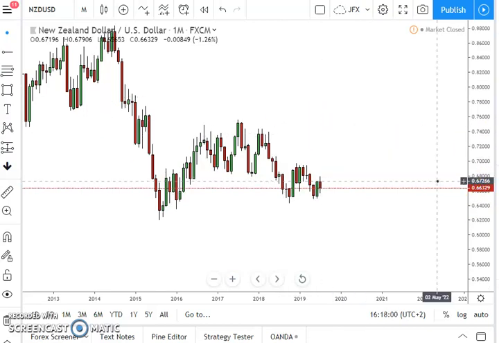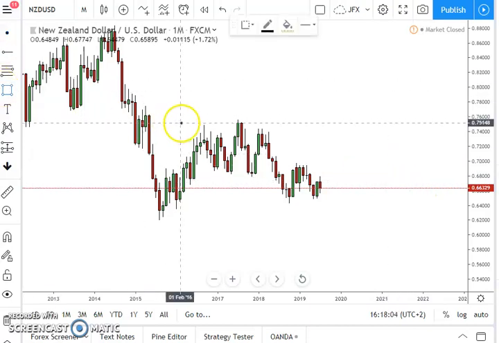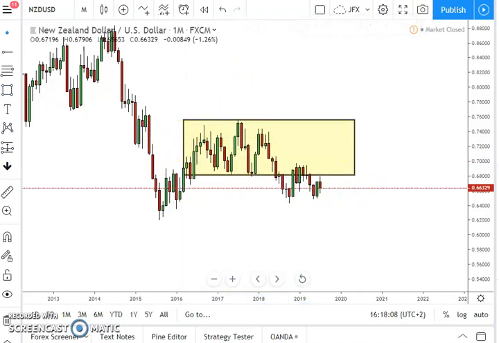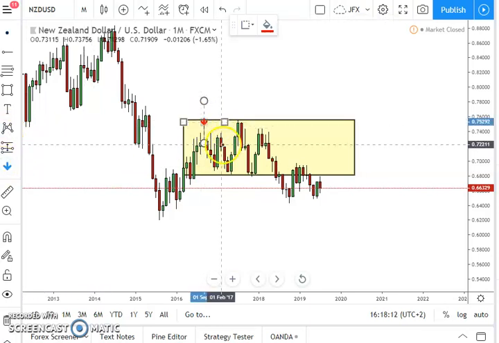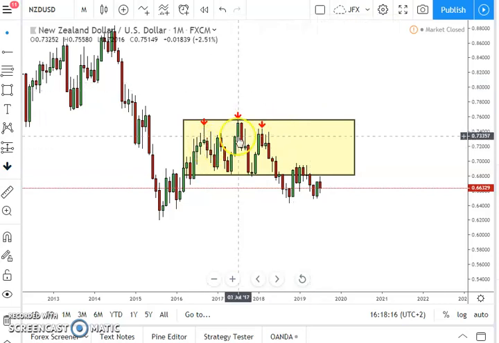Right here, I have two scenarios that I see. So firstly, the first scenario is one of a bearish move. What I see is a very beautiful head and shoulders. Okay, that's the first one.